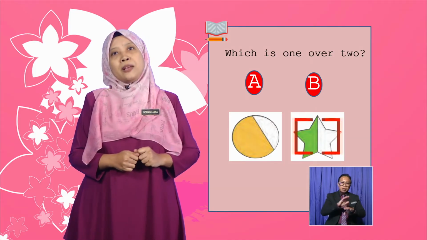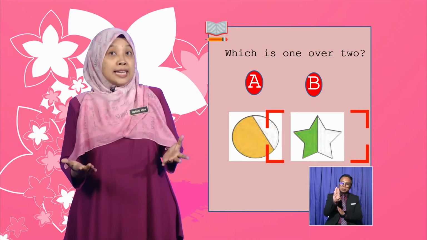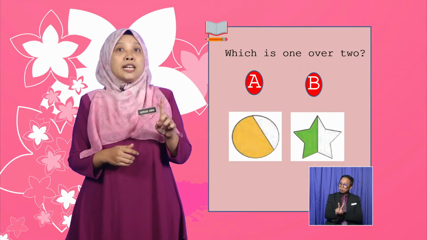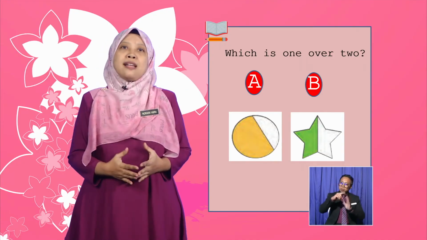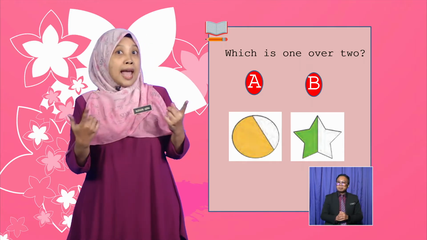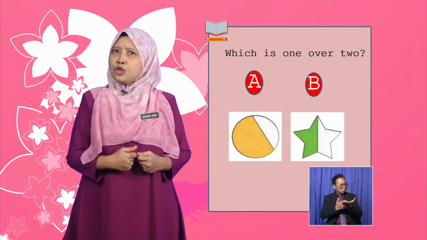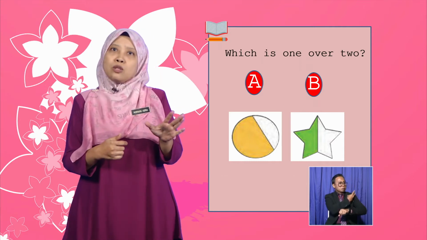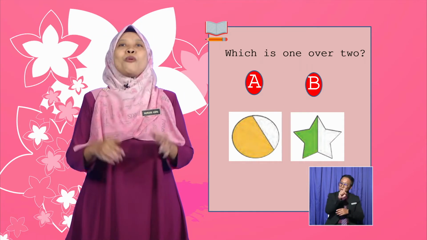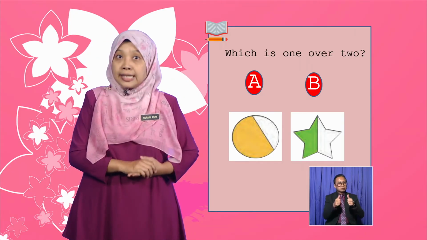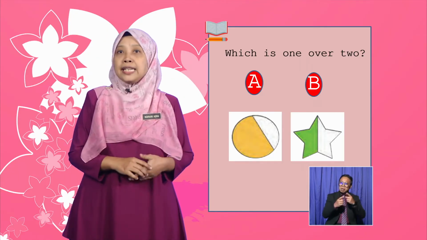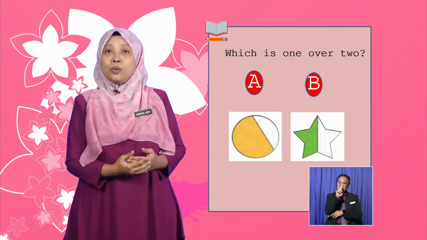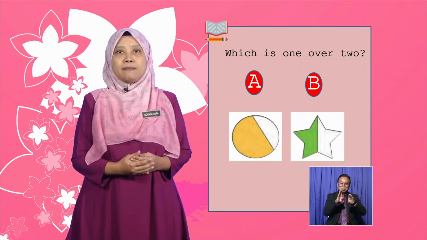Look at picture B. Can we consider these as 1/2? Picture B shows a star. Oh, it has been divided into 2 parts as well. Can we consider these as 1/2? Well done! The star can be considered as 1/2 because it has 2 equal parts.